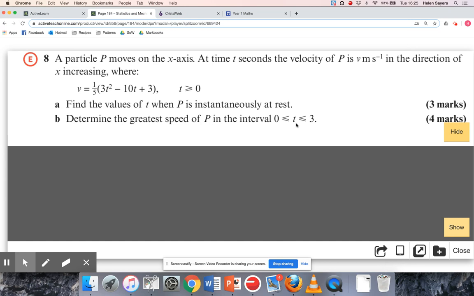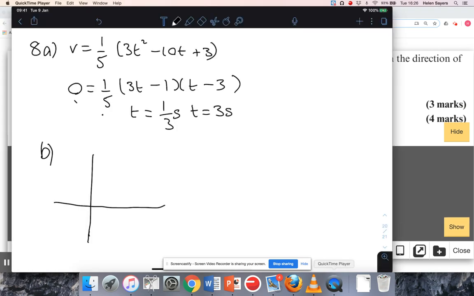Okay, right, so determine the greatest speed of p in the interval 0 to 3. So I'm going to do just a quick sketch to make sure there's no trick questions going on here. It's a positive quadratic, so it's a U-shaped graph. I've got the roots, so I know it goes through 3 and a third. Going back to this, I know that the y-intercept is 3/5. Just be careful, it's not 3 because of that fifth there.